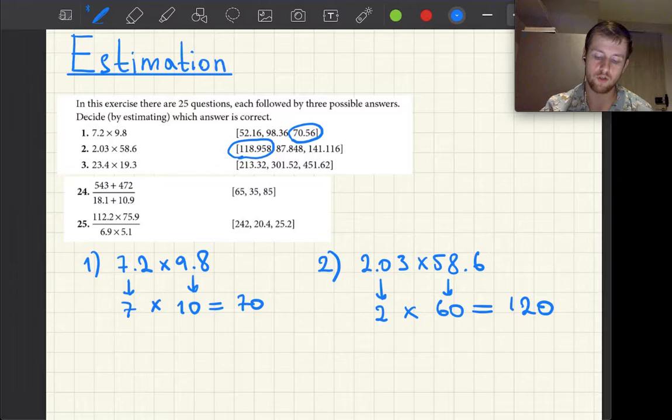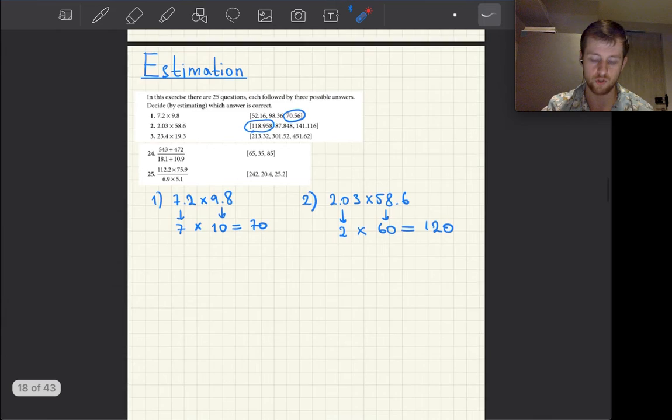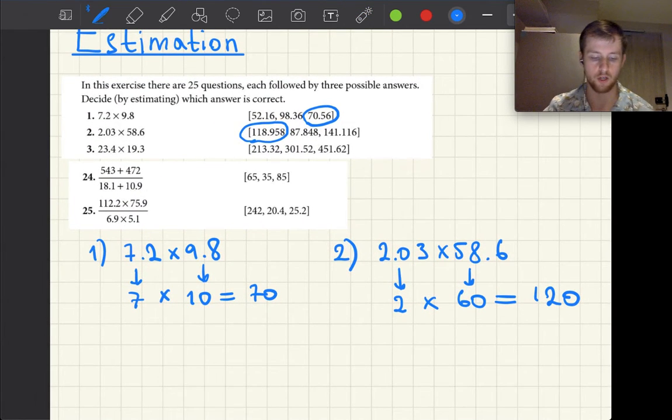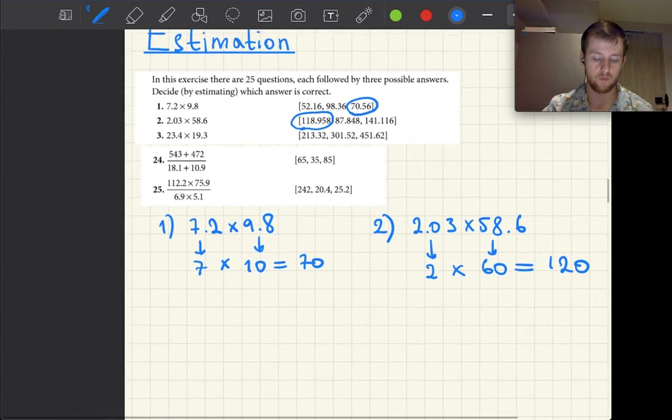So that's enough. Try to round them within a reasonable range. Normally we just look at the first digit and round to whatever place it is. Here the 5 is in the tens, so we round to the nearest 10. Normally that's fine. Just don't think about it too much. Estimation has to be quick.